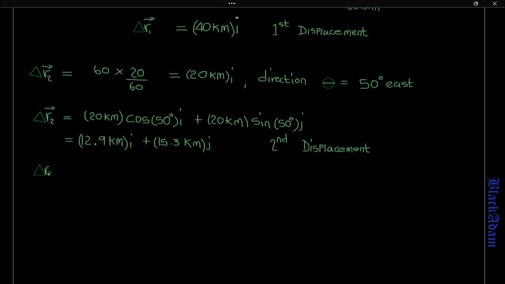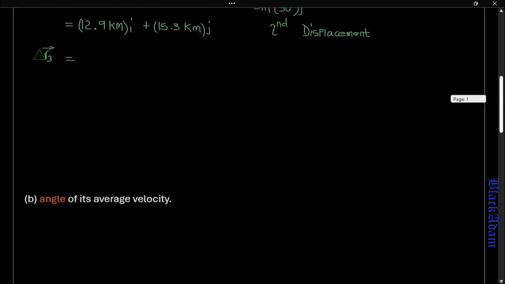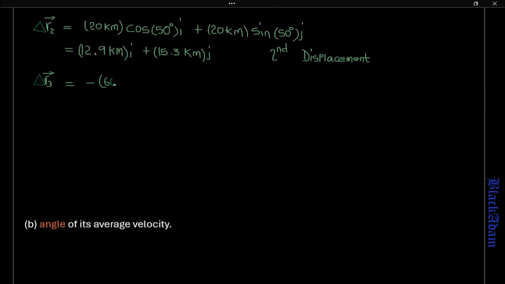And then moving on, we have the third displacement. It says that it moves for 50 minutes west. So west is going to be negative. 60 multiplied by 50. Remember, the constant speed is the same, 60 km per hour. So 50 divided by 60 to change it to hours, so it's going to be negative 50 kilometer, all of that i. That's our third displacement.